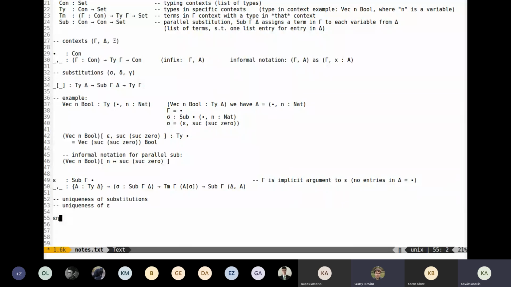Sorry. Just so that I understand the example correctly, it is a type in the empty context because there is no longer a dependency, because suc0 is well defined? Yes. So suc0 is just a number, so it doesn't depend on any variable. And so if we perform the substitution on vec and bool, then the result doesn't depend on any variable. That's why it is a type in the empty context.